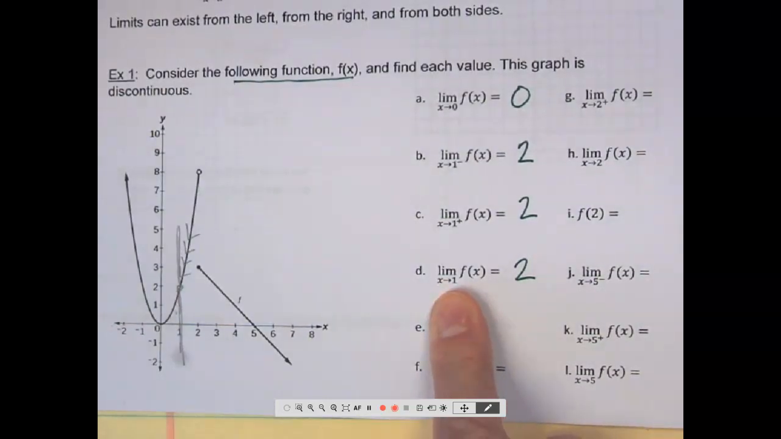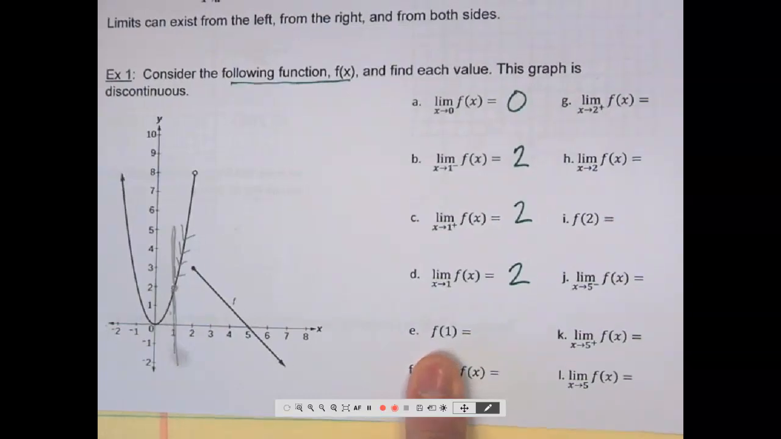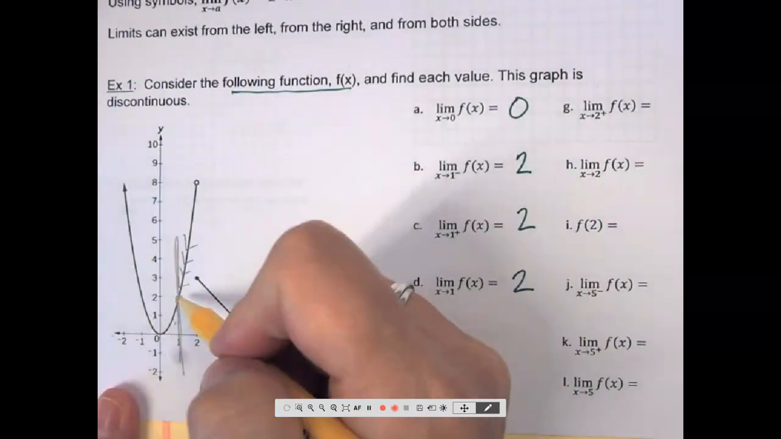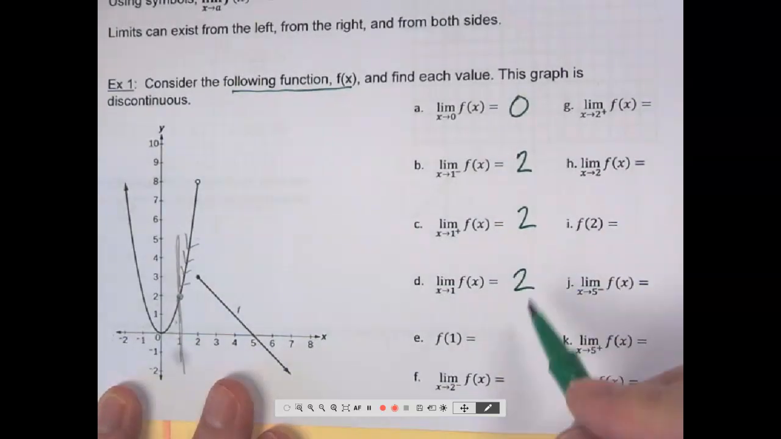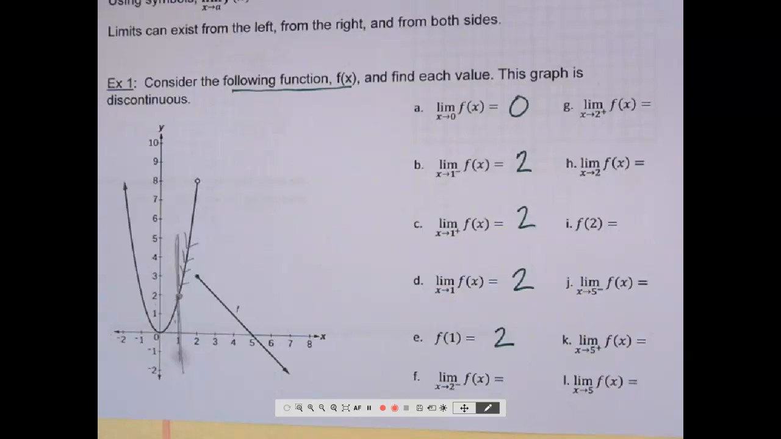Any questions so far? It's only about what you're approaching. Okay, next one. f of 1. What am I asking you for there? Yeah, when x is 1, what is y? So I'm actually going to find the ordered pair on the graph where x is 1. Well, that's the same thing, isn't it? So when x is 1, y is 2. So here the limit and the actual value happen to be the same thing. That will not always be the case, as we'll see in a minute.